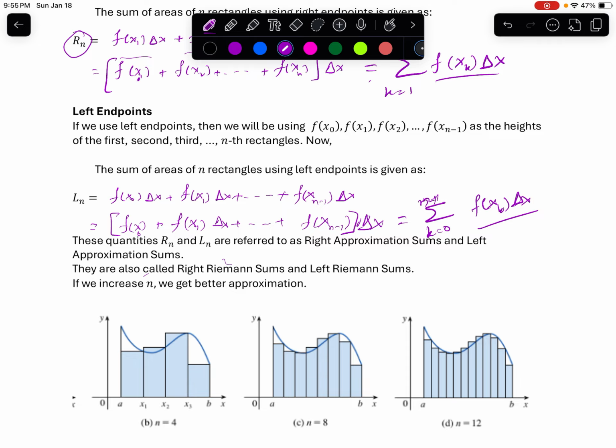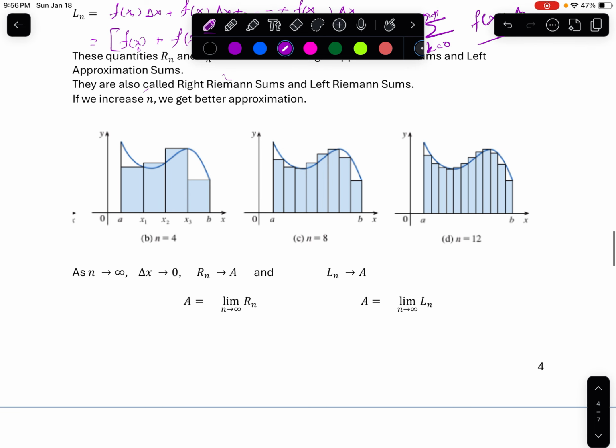Okay, so now that we have this idea of creating rectangles and then figuring out how many and adding the areas and estimating the area under the curve, we note that as we increase the number of rectangles, the wastage of the area gets smaller and smaller, or you can say the error between the actual area and the calculated area becomes smaller and smaller. So we can now use the concept of limit.